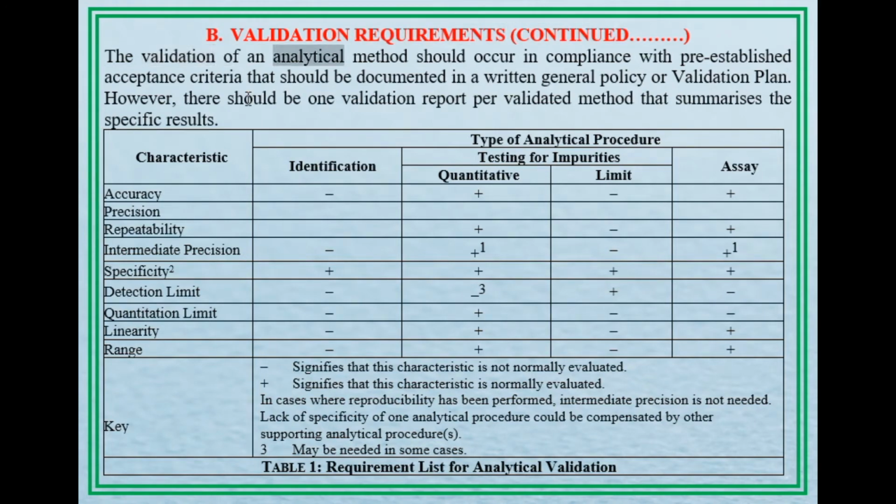Validation requirements, continued. The validation of an analytical method should occur in compliance with pre-established acceptance criteria that should be documented in a written general policy or validation plan. However, there should be one validation report per validated method that summarizes the specific results. Characteristic. Type of analytical procedure. Identification. Testing for impurities. Assay. Quantitative.